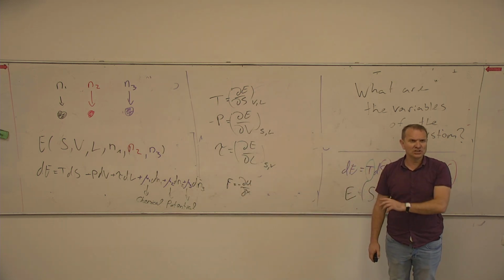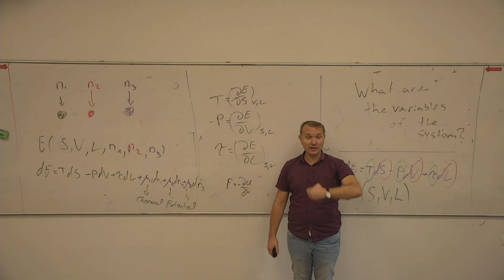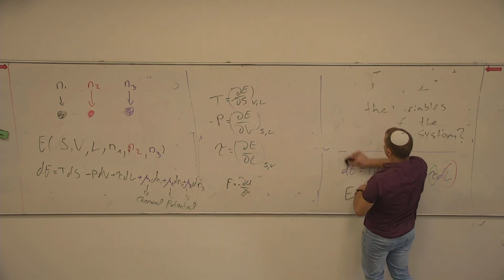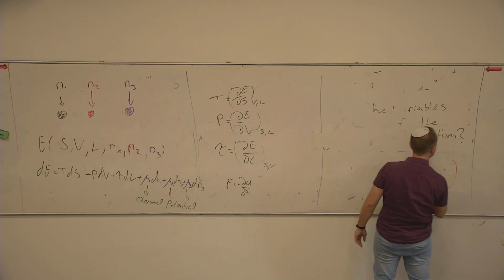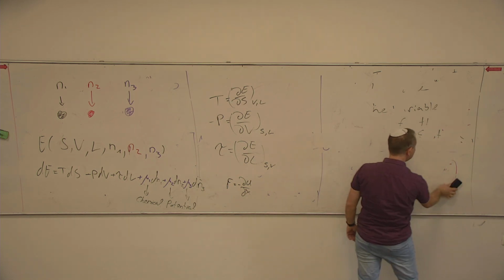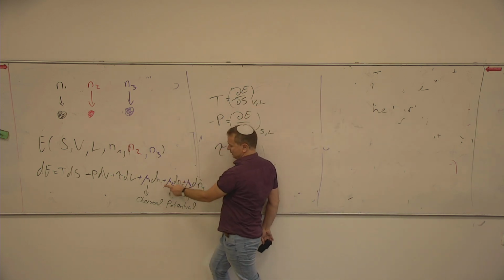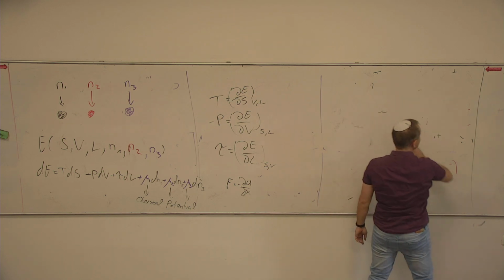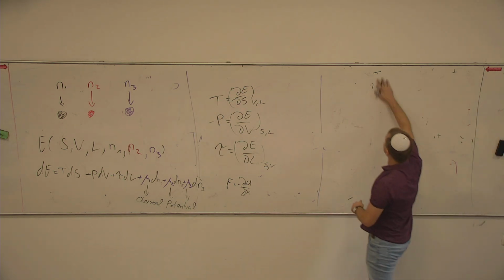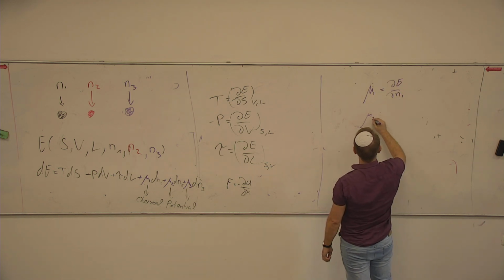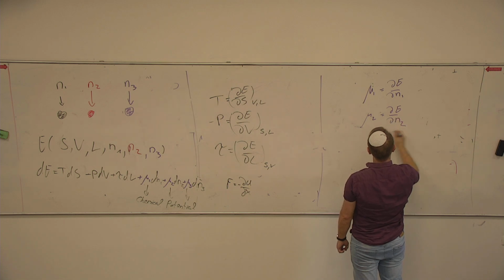So you can say, well, this is just a definition, but if I'm including additional particles inside the system, the energy of the system can go up or it can go down. Therefore, it has to depend on those constitutional numbers. And the chemical potential is simply, as over here, the derivative of the energy with respect to the associated coordinate. So mu1 is dE over dN1, and mu2 is dE over dN2, and mu3 is dE over dN3.